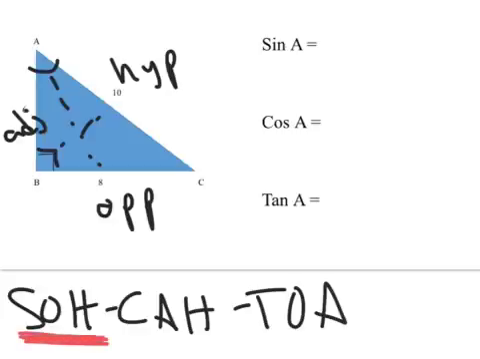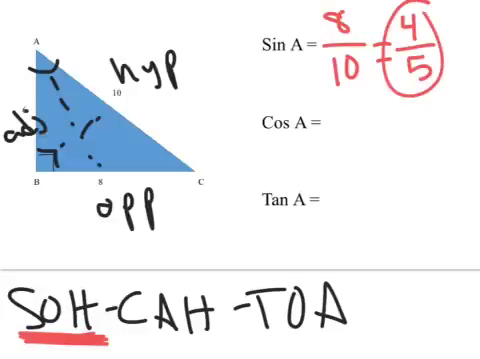So the first one, we want to find the sine of A. So for sine, we're going to use SOH. So sine, the ratio is the opposite over the hypotenuse. So the opposite side has a length of 8, and the hypotenuse has a length of 10. And we can actually reduce that. 2 goes into both of those, which reduces to 4 over 5. So our sine of A is 4/5.